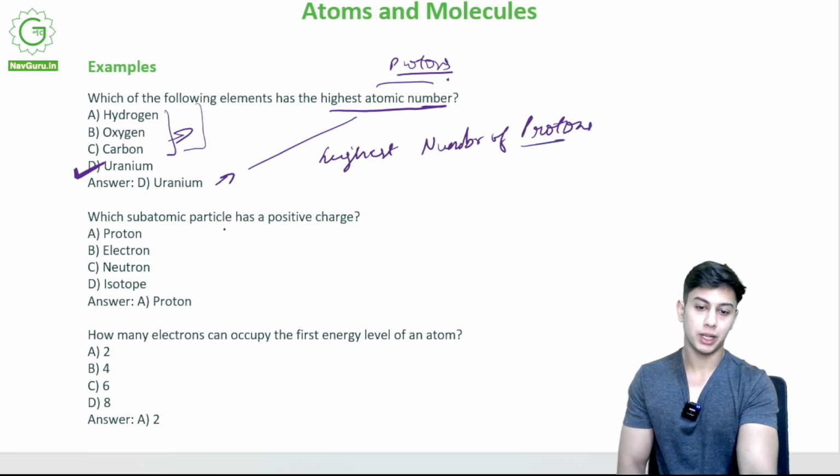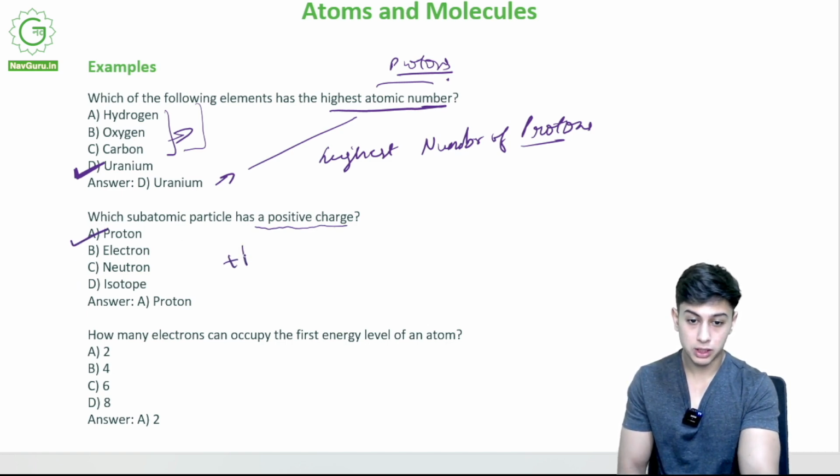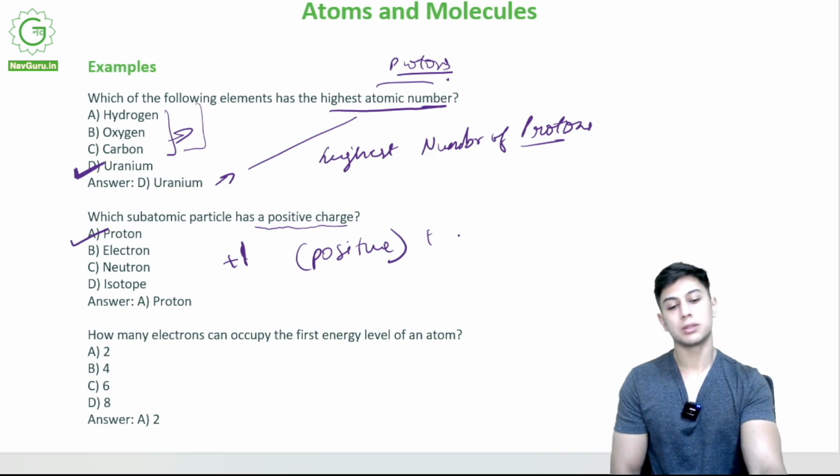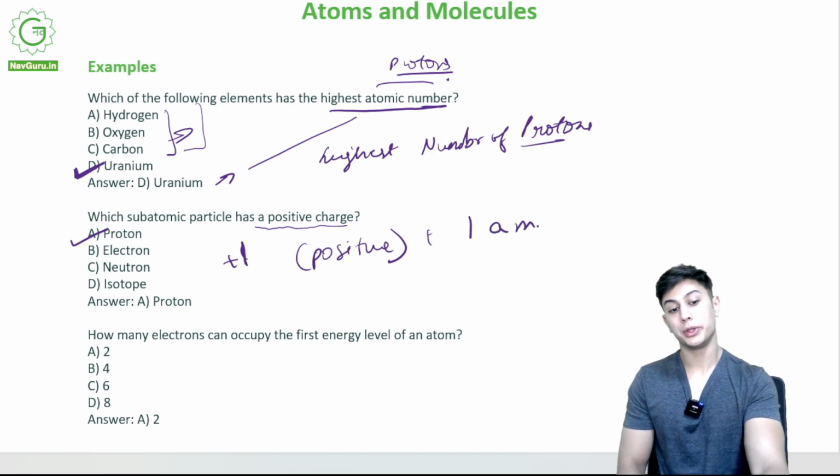Which subatomic particle has a positive charge? Proton, electron, neutron, isotope. Proton. Proton has a +1 charge. Positive. What was its mass? 1 AMU.